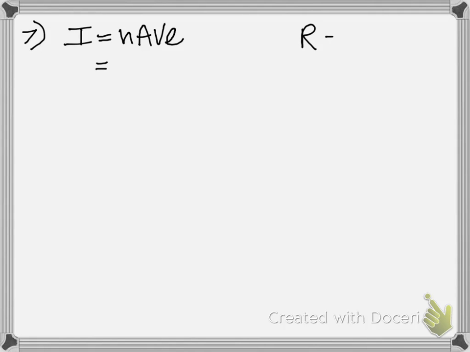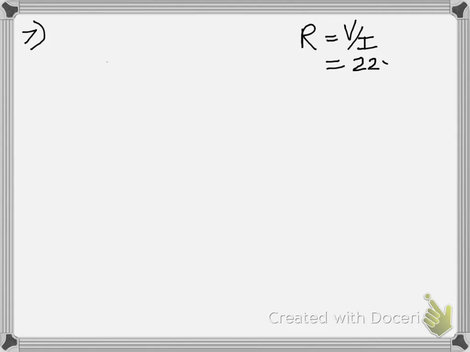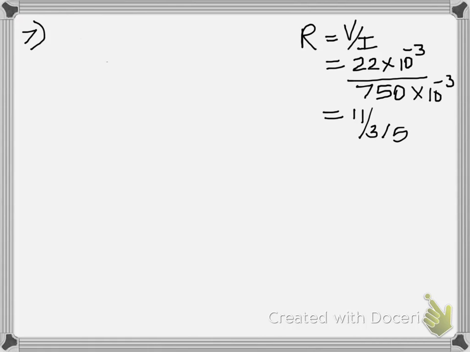I is equal to nAvQ. I've not used vD. And resistance is, see, I realized that we could do that first and then come to this. That's why I just erased that, okay? You saw me erase it. R is V by I. 22 times 10 to the negative 3 divided by 750 times 10 to the negative 3, of course. And so when you divide, you get 11 by 375, which is, I don't know what, but it's okay. I just left it that way.